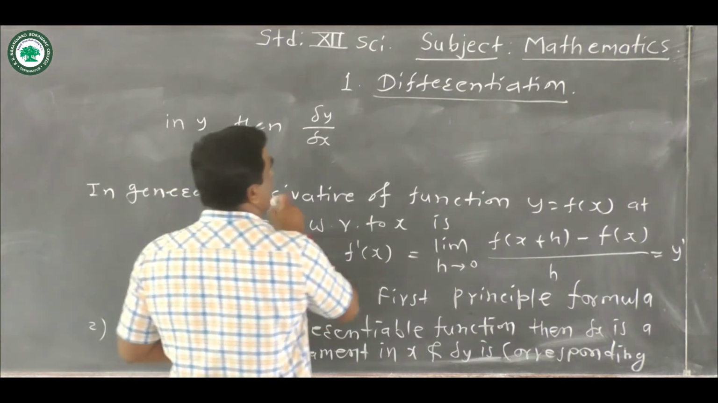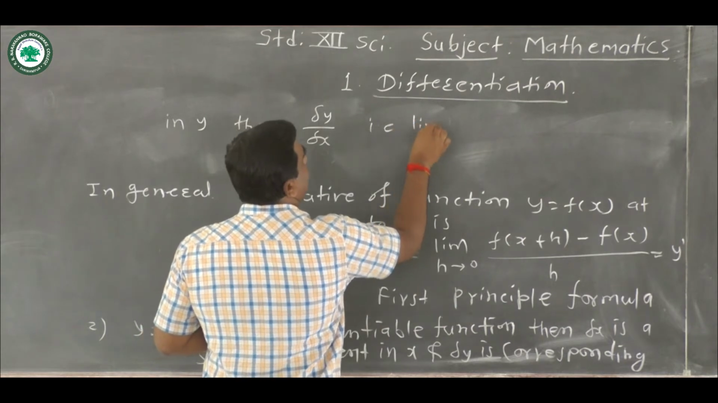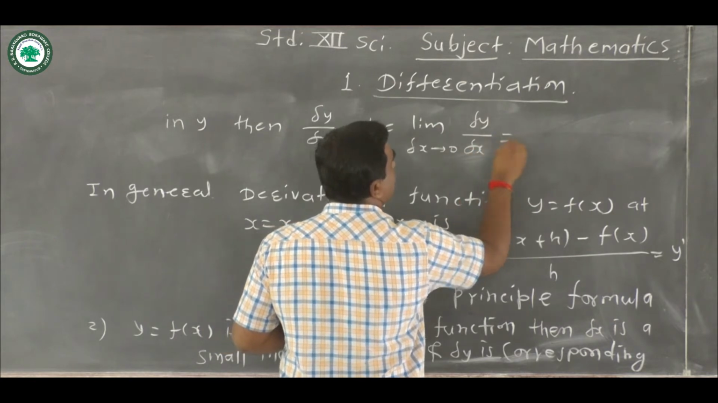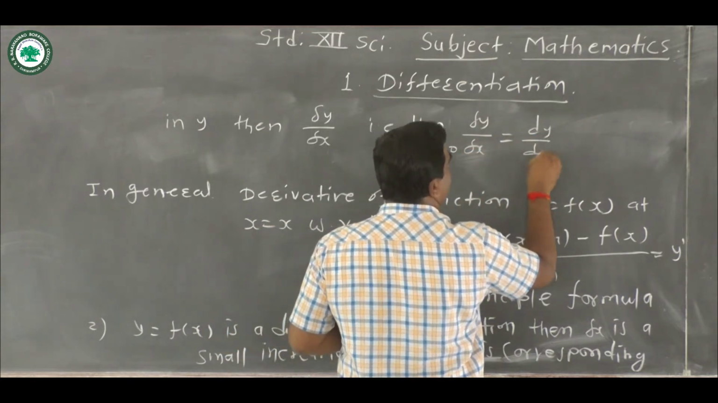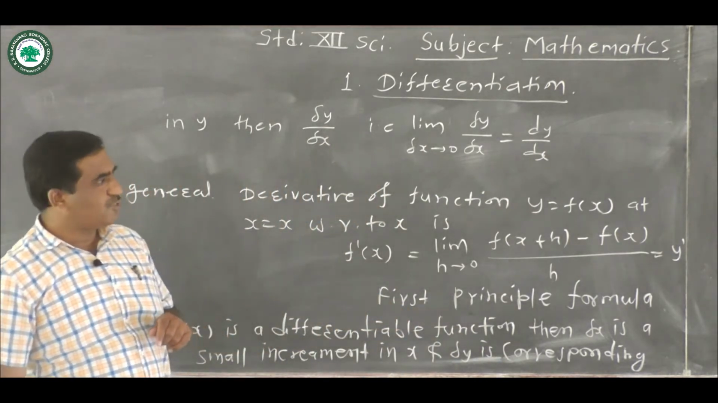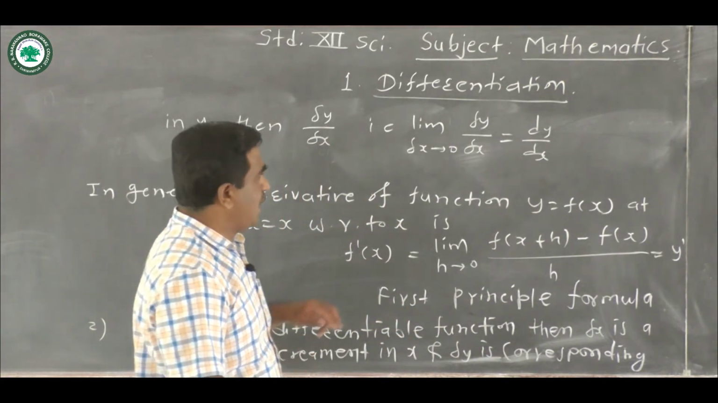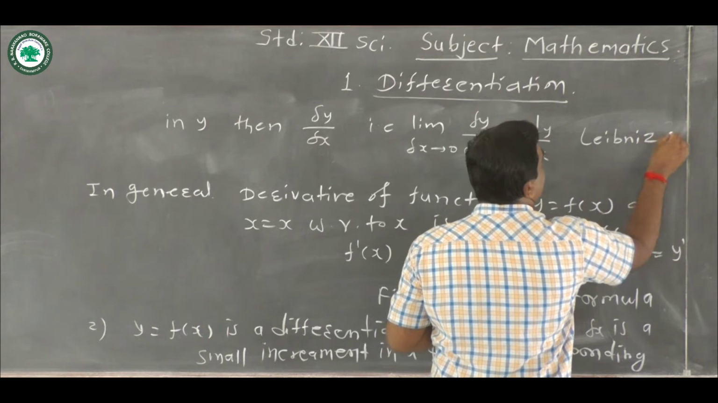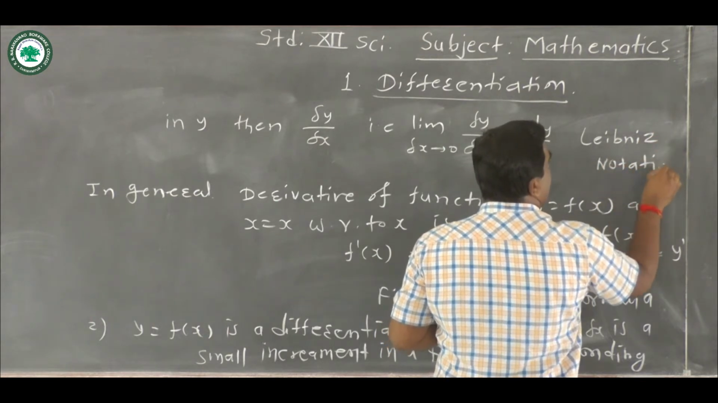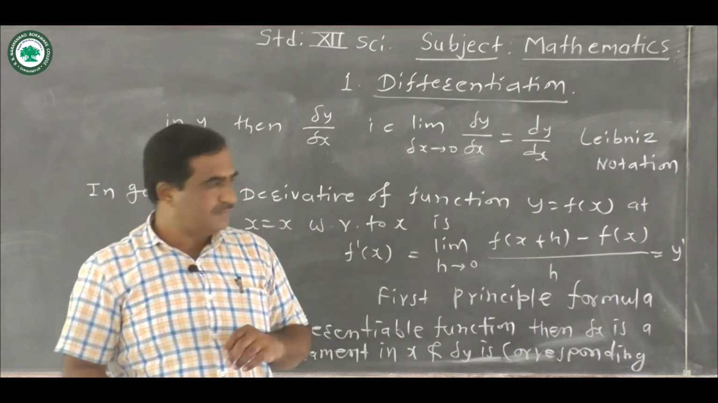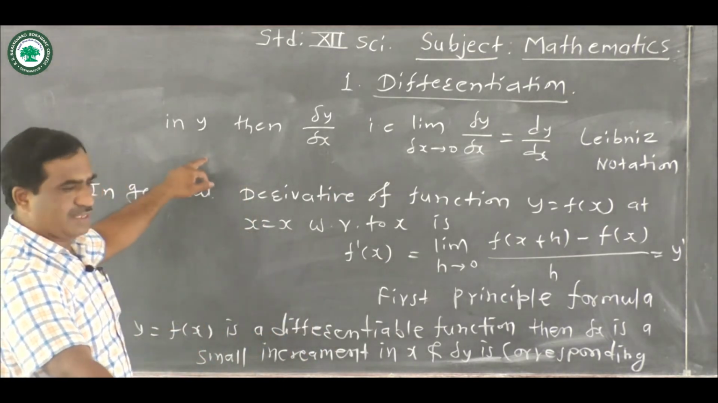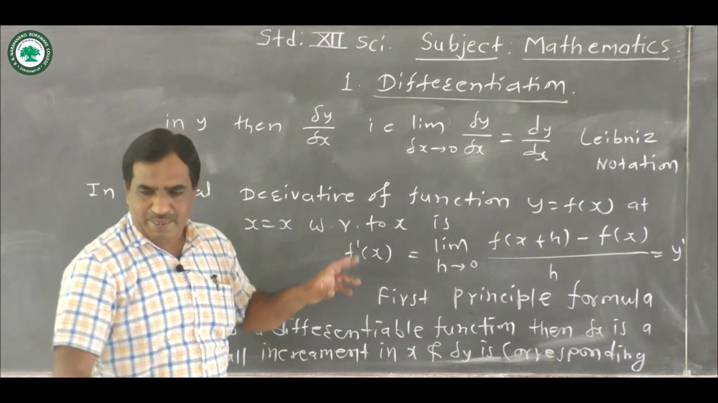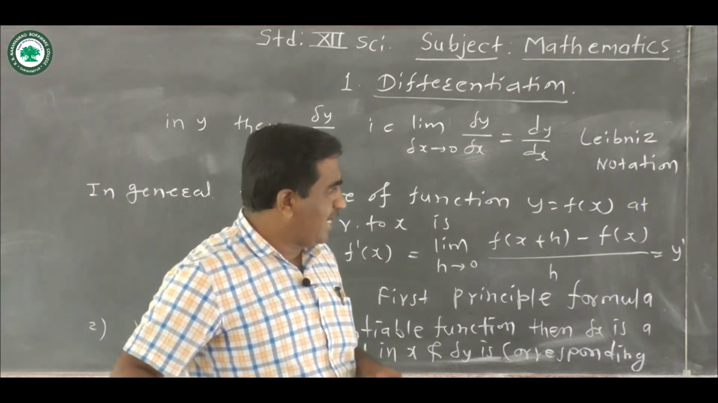If we take limit of this ratio, that is limit delta x tends to 0, delta y by delta x is equal to dy by dx. This is also a derivative of function y with respect to x, and this is called as Leibniz notation. Leibniz is a popular mathematician. Okay, these are the definitions of derivatives. Now using this first principle formula we can find the derivative of each and every function.